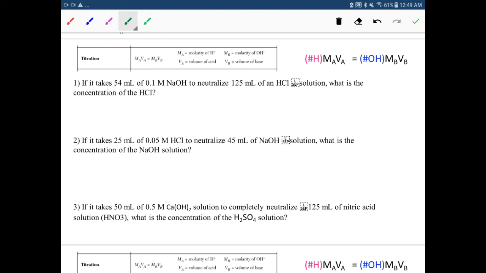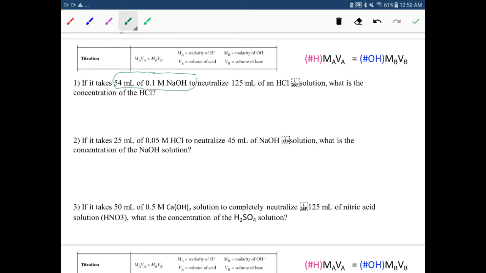Alright, so we gotta figure out which one is the base, which one is the MA, which one is the VA, which one is the MB, which one is the VB. So circling the information that you are given is very important because you're not going to be substituting the wrong value for the wrong variable.